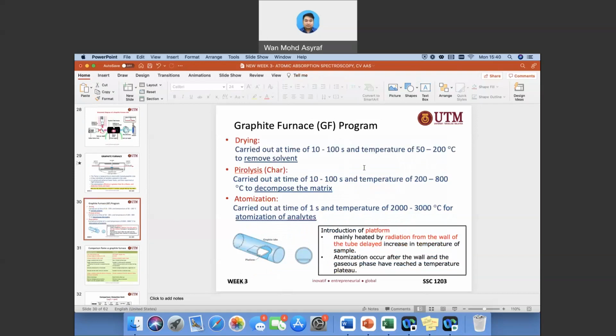These are the graphite furnace program steps, which are: drying, pyrolysis, which we call char, and then atomization.